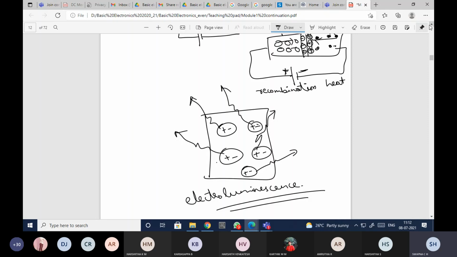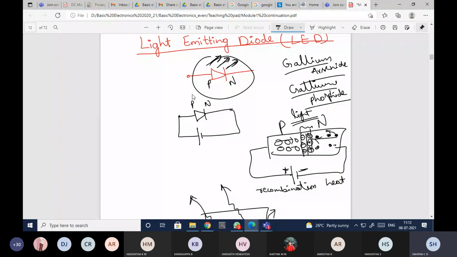Now I think it is clear to you in which biased condition this diode will work. It is forward biased, same as your PN junction diode. But in the PN junction diode, whenever recombination happens, it will emit the energy in the form of heat, whereas in the LEDs, which are also forward biased, whenever the recombination happens, it will emit its energy in the form of light. So that is the difference.